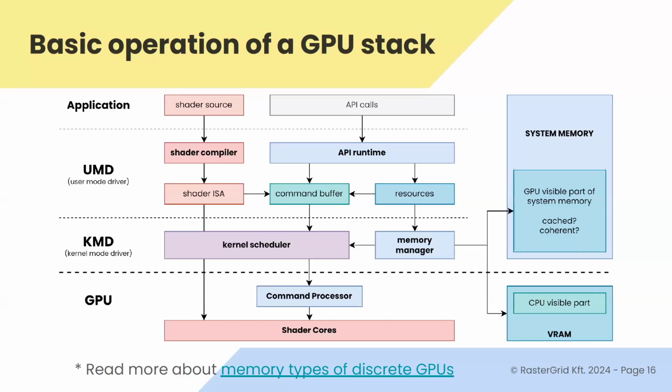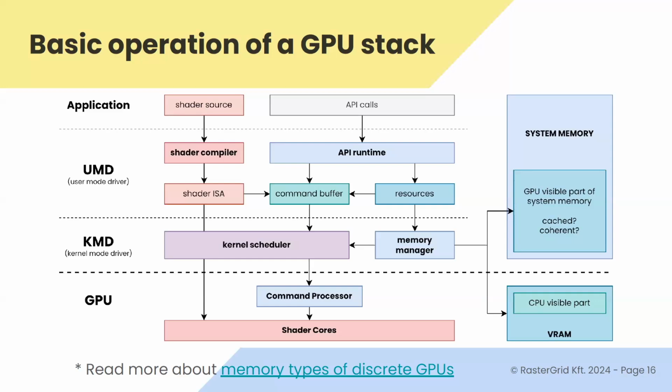First of all, you have your shader source or kernel source, however you want to call it. That goes through a compiler that will produce your GPU-specific ISA, which will eventually get to run on the compute unit. On the other end, you also have your API calls calling into the API runtime. What the API runtime does is build a command buffer, which is an in-memory representation, again specific to your target hardware, which eventually gets submitted to the kernel mode driver, which does the scheduling and management of the hardware. And eventually the GPU's command processor will pick up this command buffer and execute your operation.